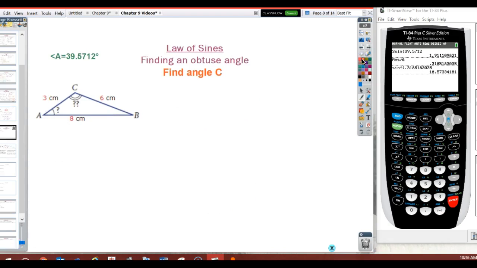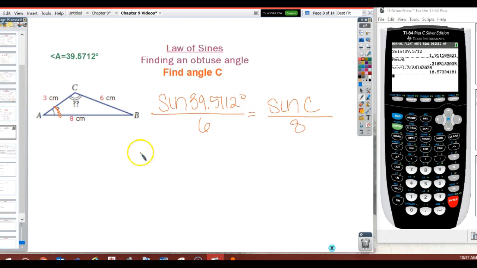All right, so in this problem, it's the same triangle, but now I'm going to go searching for angle C. So I'm going to set up the law of sines, sine of the angle that we know, that's angle A, 39.5712 degrees, all divided by the side across from it, which is 6. We're going to set that equal to the sine of the angle that we're searching for, angle C, divided by the side across from it, which is 8.